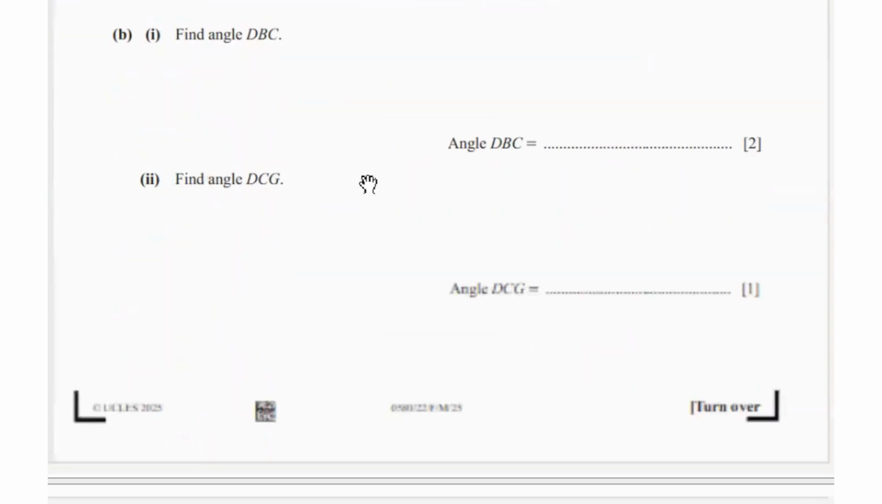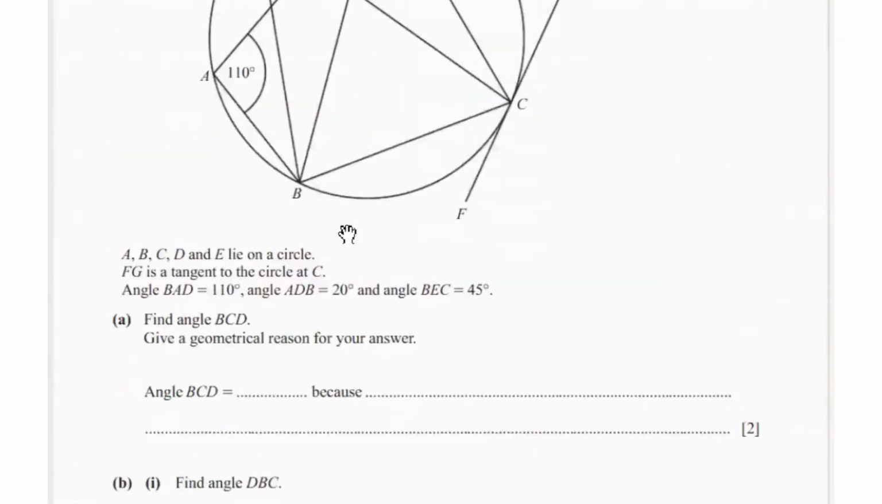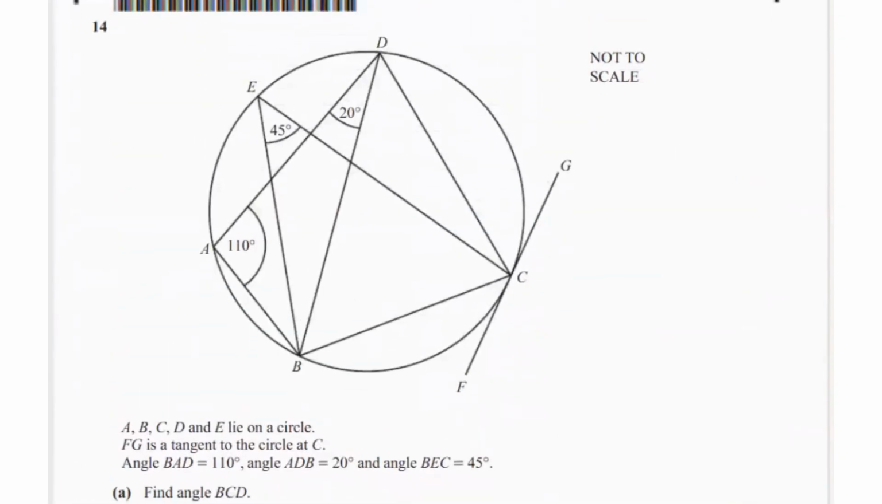Then it says find the angle DCG. So wait, this was 65. This is 45. This is 70. So DCG. So they're asking for this angle now. We highlight this triangle now. When we highlight this triangle, we can see that the alternate segment theorem can be applied over here.